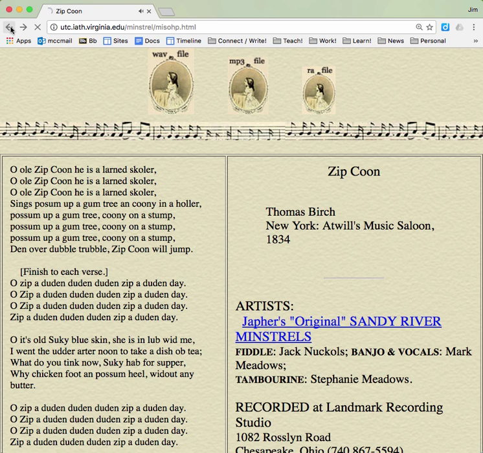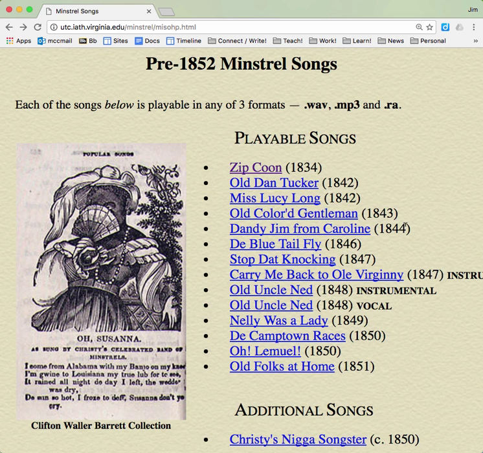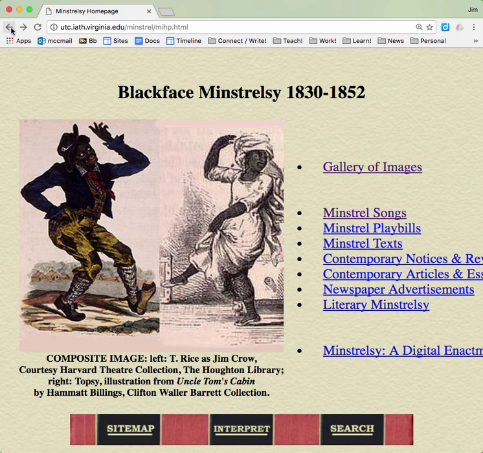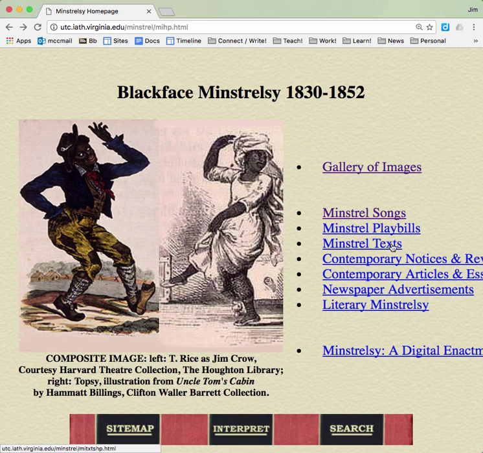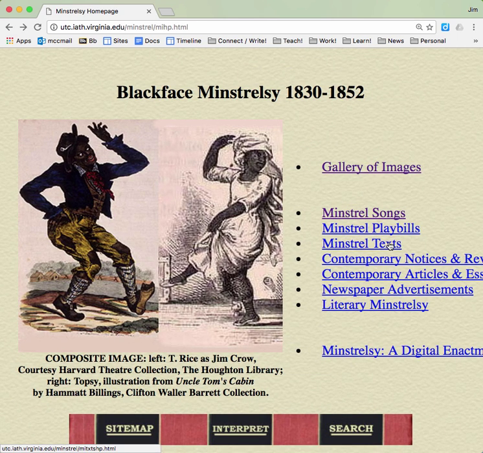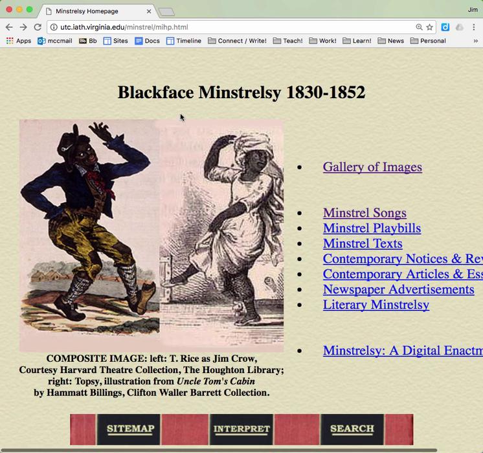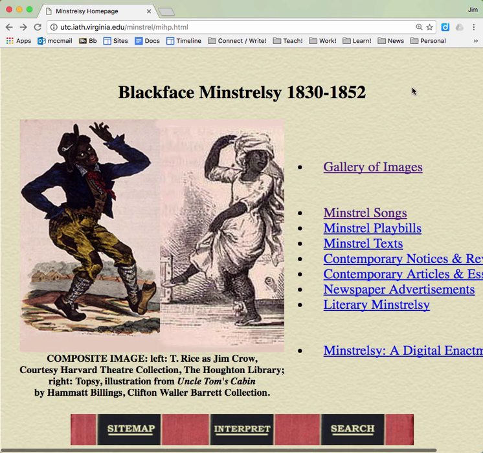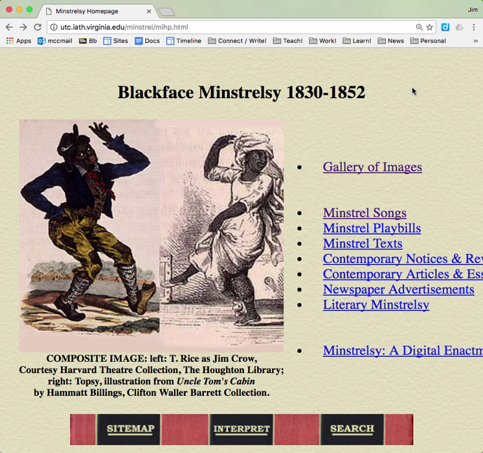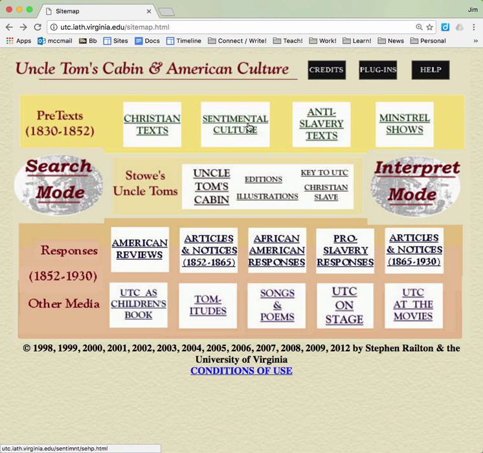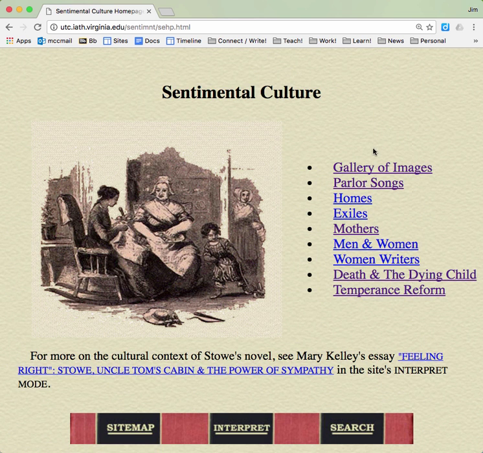And so, of course, the thing that's interesting about the setup here is we get the music and the lyrics. We also get related texts. So you can click here and see minstrelsy related texts, newspaper advertisements, all sorts of stuff that you can use. And at different points in our work with Uncle Tom's Cabin, in discussion forums and in our paper about Uncle Tom's Cabin, I'm going to ask you to come into this site, find a text in here, and connect it to a passage from Uncle Tom's Cabin. And that's what we mean by putting things in their cultural context.